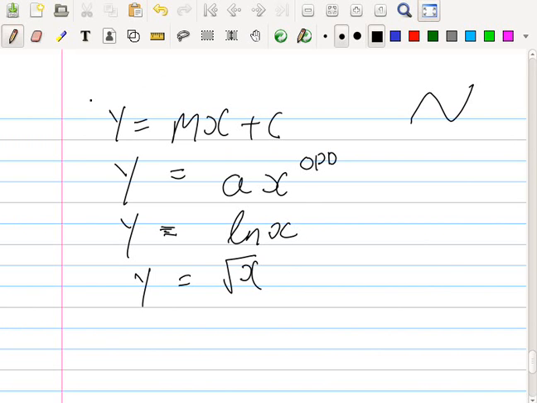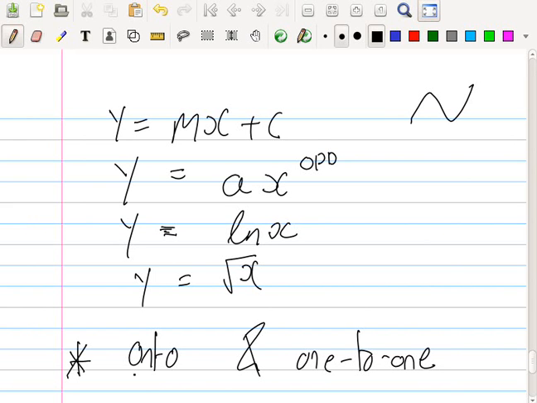Yeah, so as you can see, linear is almost the same as this, with just an odd power. And this is also kind of just like a power as well, isn't it? So really, there are not many functions that are both onto and one-to-one. It's not a common thing you would see. There you go. That's your interesting fact for today. There are not many functions that are both onto and one-to-one.